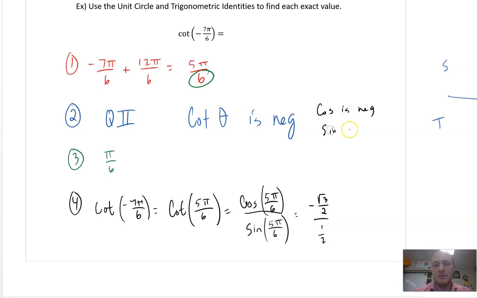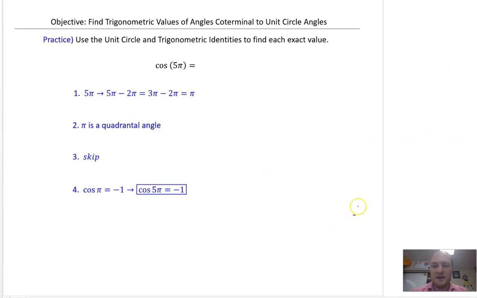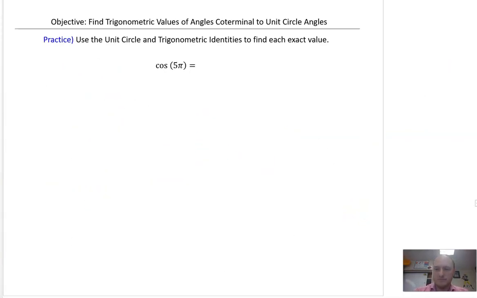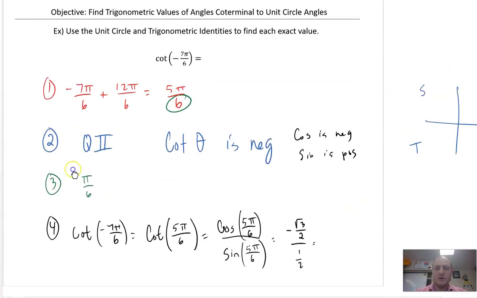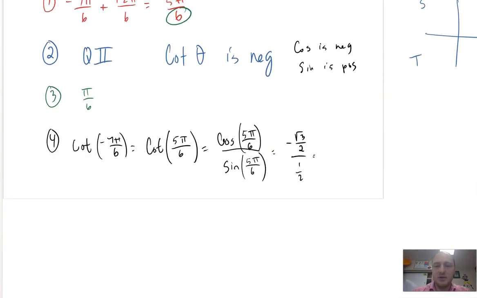So cosine is negative, and my sine value is positive. If I calculate this, I have negative root 3 over 2 times 2 over 1, which cancel, and we get negative square root of 3. Okay, and that is it.